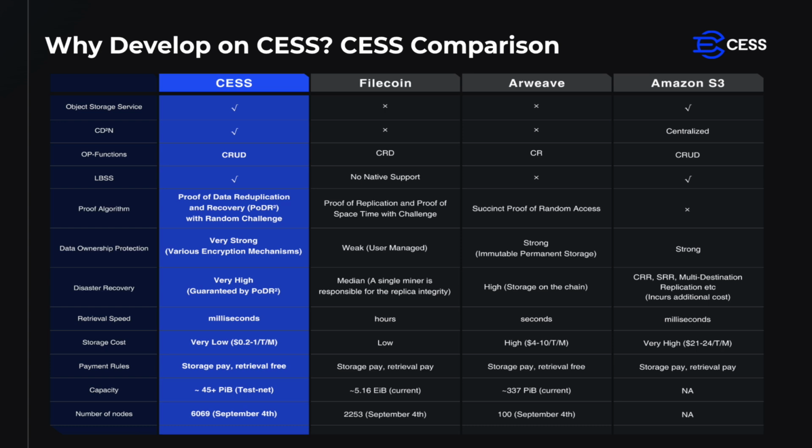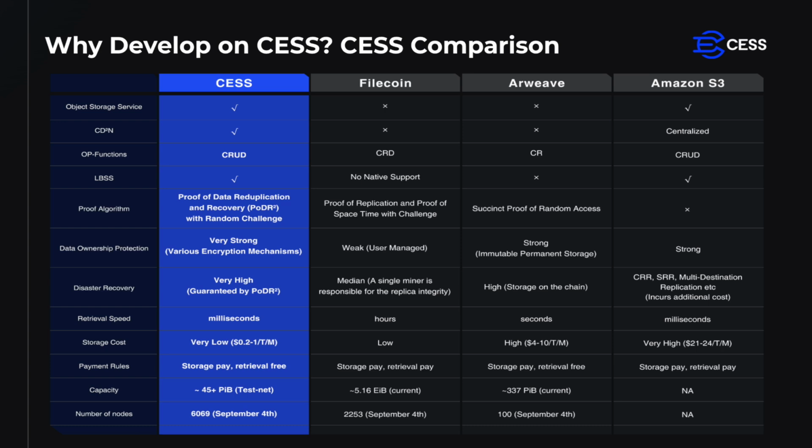Retrieval speed. SES has the same speed as the S3 service of Amazon, providing millisecond data access, whereas Filecoin and Arweave are relatively slow. Storage costs. SES boasts very low storage costs, ranging from $2 to $4 per terabyte per month. Filecoin also offers low storage costs, while Arweave's costs are relatively high, around $4 to $10 per terabyte per month.